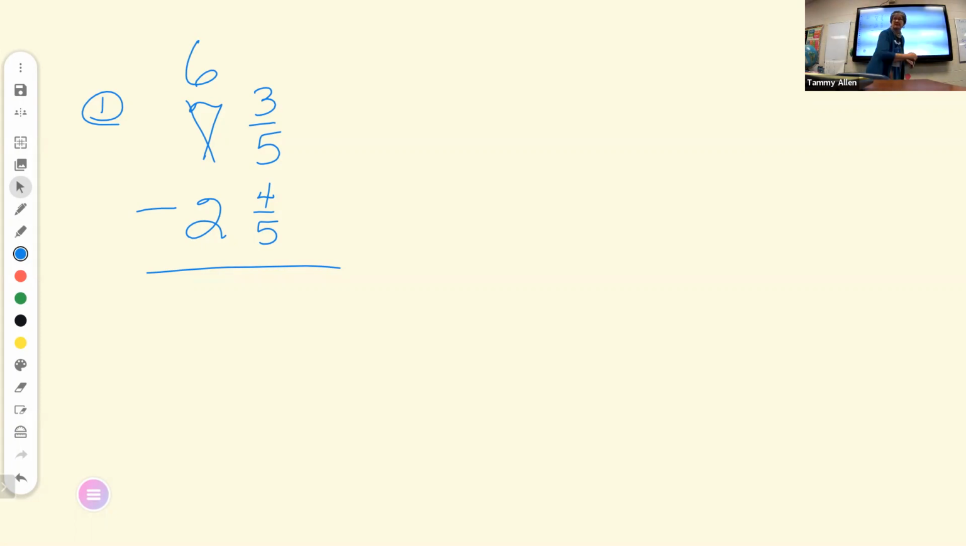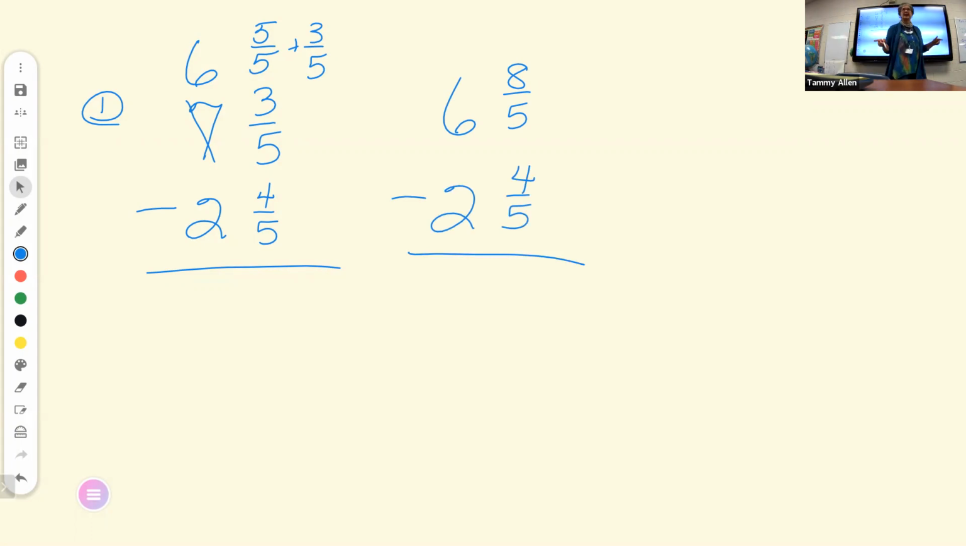How many fifths? 5 fifths. How many fifths were already there? 3 fifths. How many fifths do I now have? 8 fifths. So I now have 6 and 8 fifths, and I'm subtracting out 2 and 4 fifths. Did I lose anybody on that step? Natalie, where did I lose you? It's okay. I need to know where I lost you.